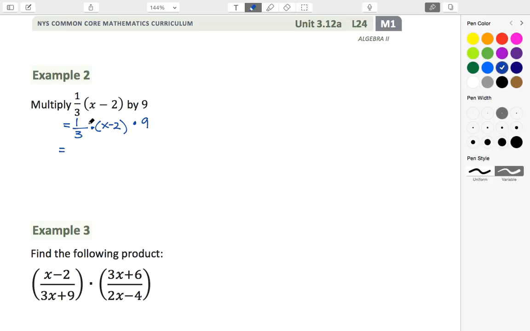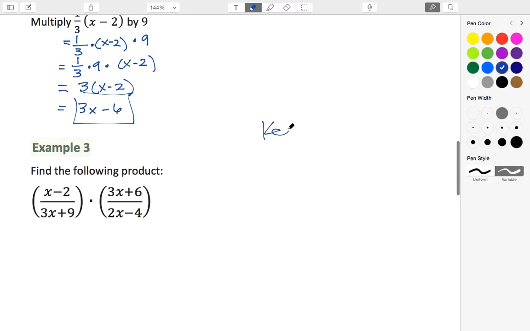And then from here, I'm going to apply the commutative property and switch these factors around to help me multiply a little bit more strategically, because 1/3 times 9 gives us 9 over 3, which then reduces to 3 times x minus 2, right? Now, I can go a step further and say this becomes 3x minus 6. And that's it.